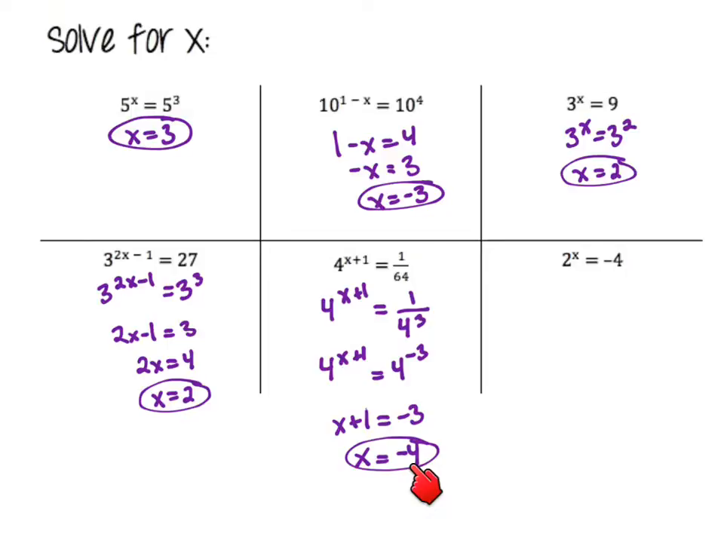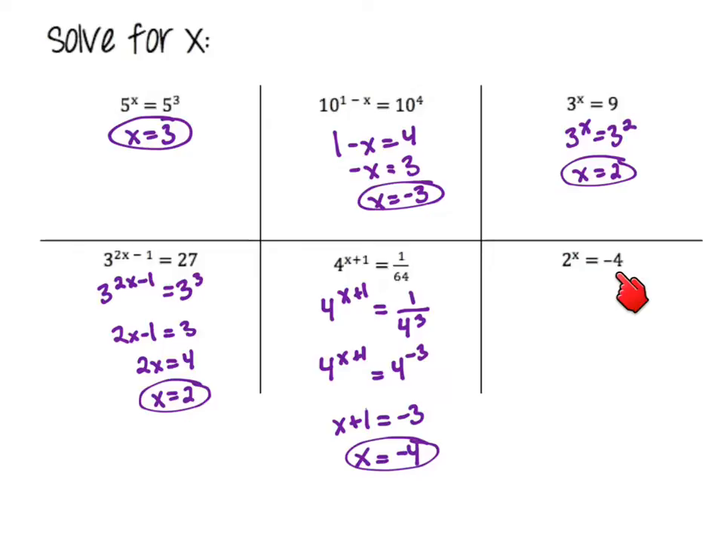I would recommend, with a difficult one like this, plugging this in. 4 to the power of -4 plus 1. That's 4 to the power of -3. Do the math, make sure that it equals that. Trust me, it does.